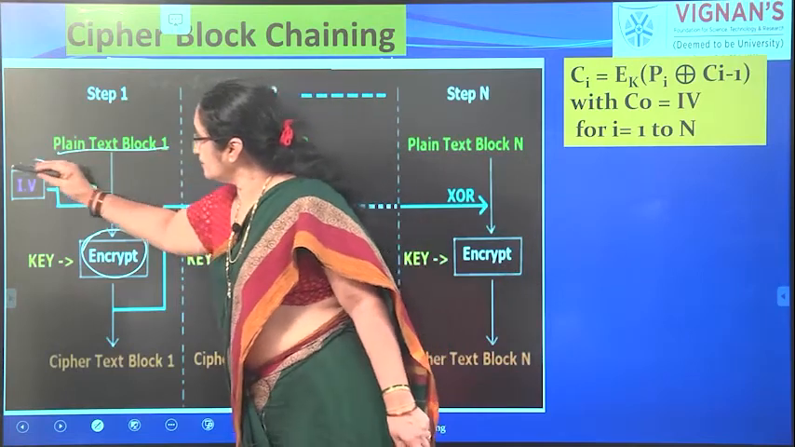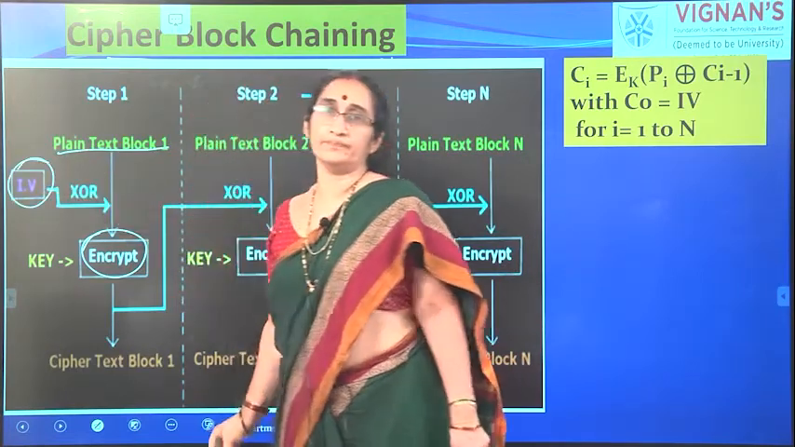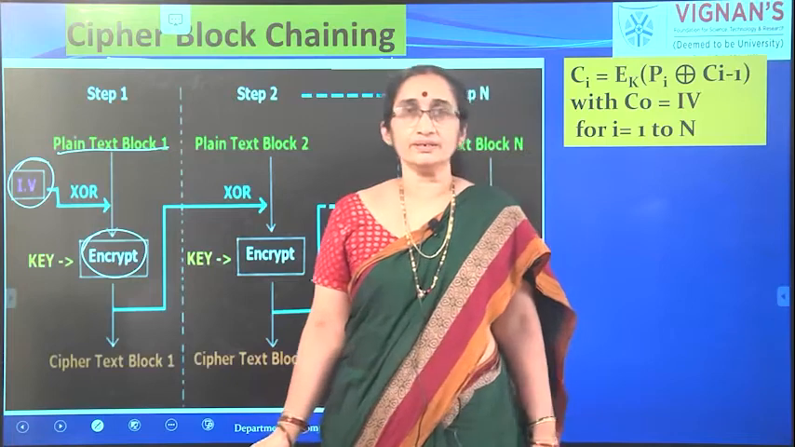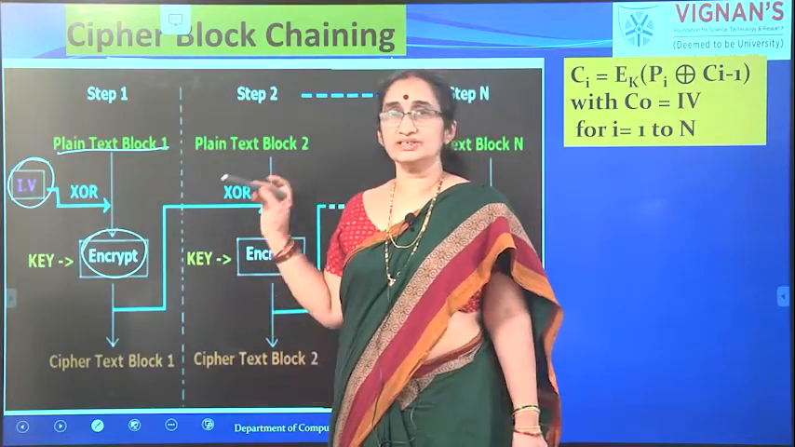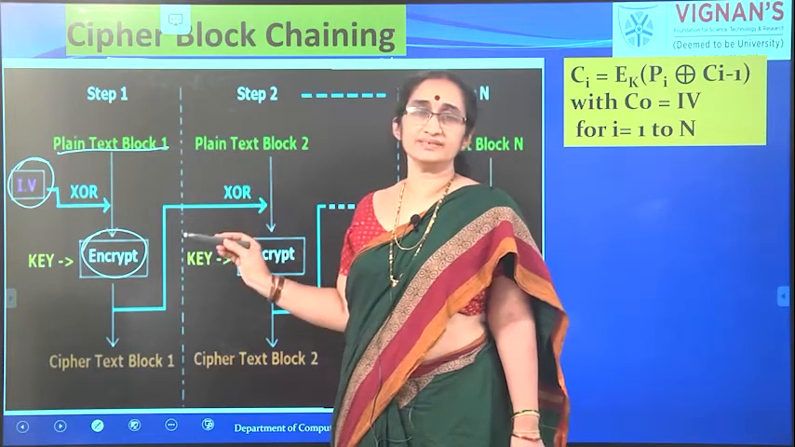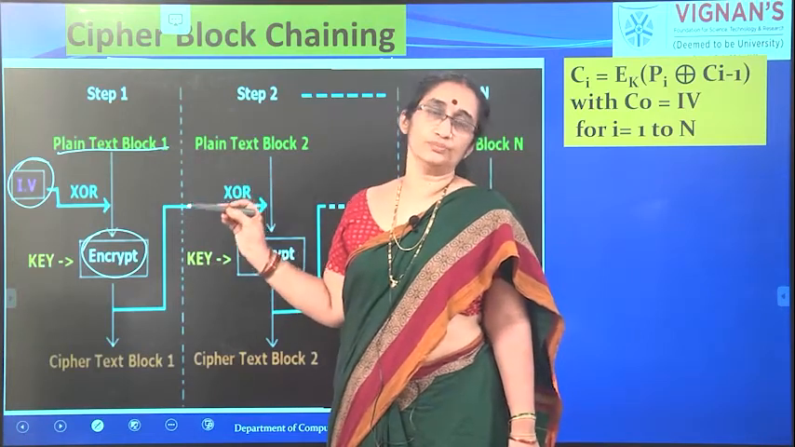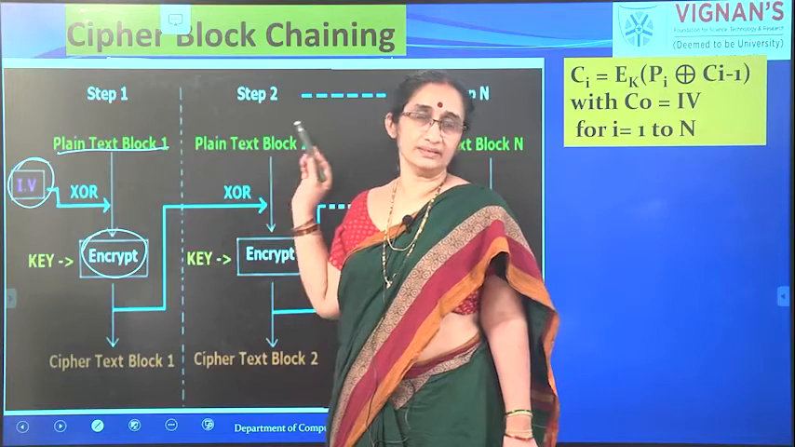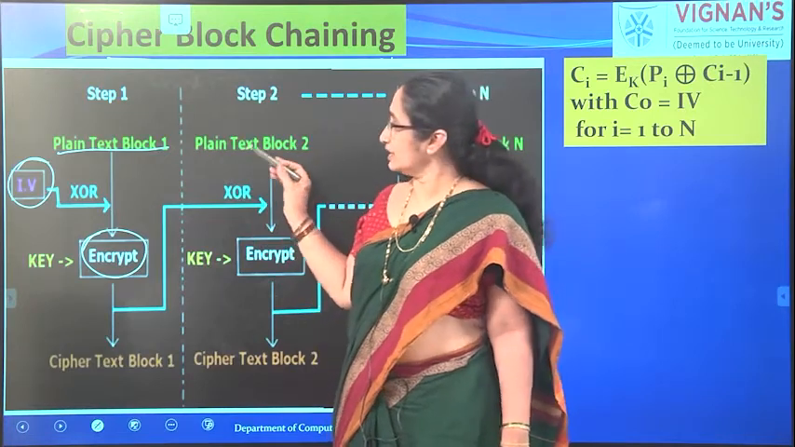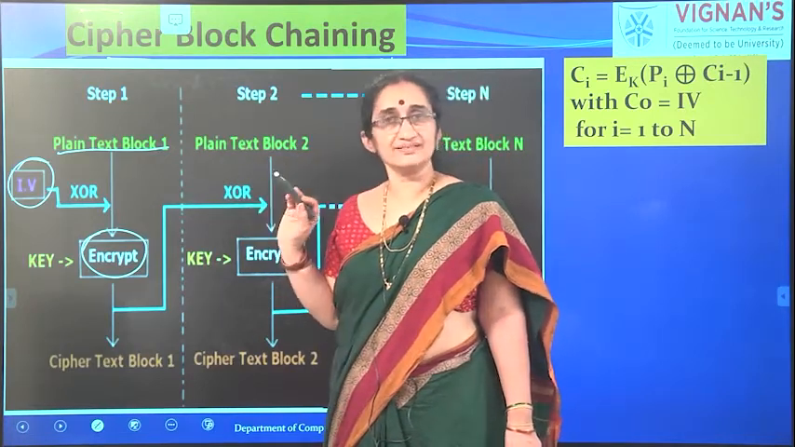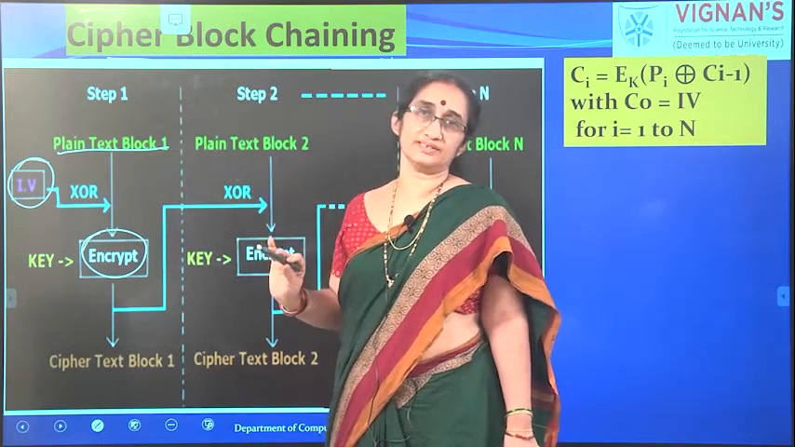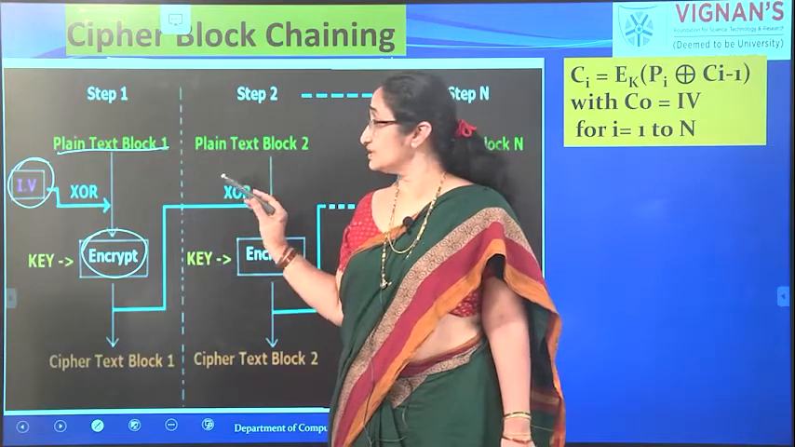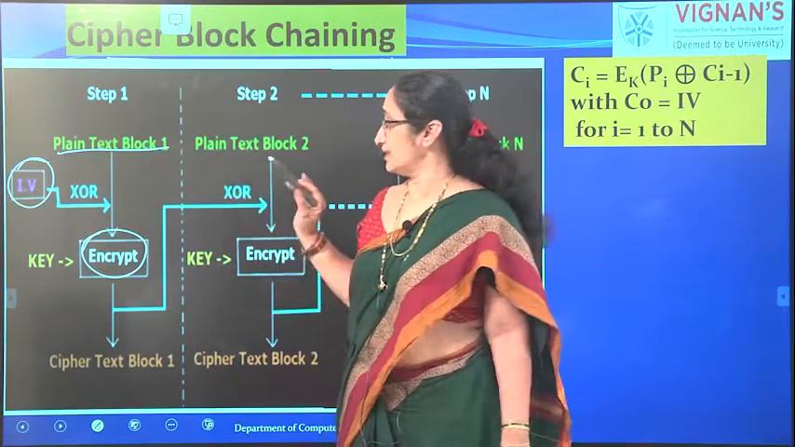Here you are coming up with a new notation, IV. IV is nothing but what you call an initialization vector, and this initialization vector is some group of bits that has to be known both to the sender and the receiver. You need not keep the initialization vector a secret, but it should not be changed between the sender and the receiver. Both of them have to use the same initialization vector.